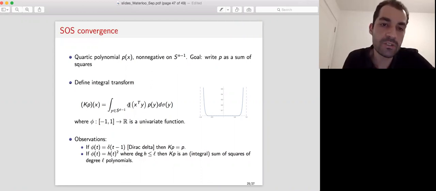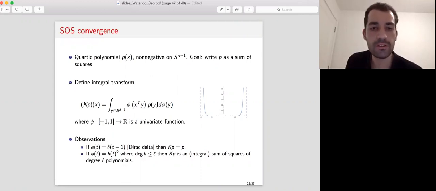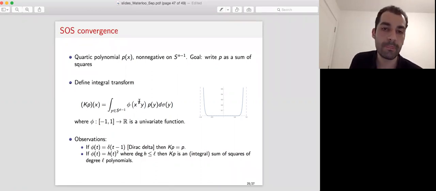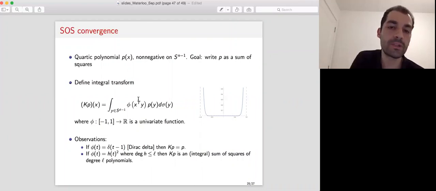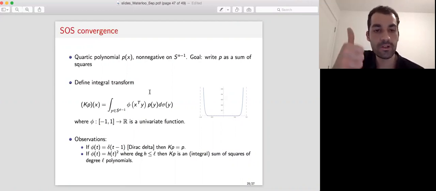So phi here is a univariate function. So integrate over all y in S^{d-1} of phi of x transpose y times p of y d sigma of y, where sigma here is the probability measure on the sphere. You can see that if phi is a Dirac delta at 1, what you will do is exactly pick out y equal to x. So you will just get that Kp is equal to p. So this will be the identity operator. Okay, this is the first observation.